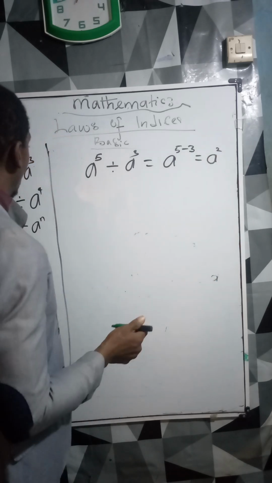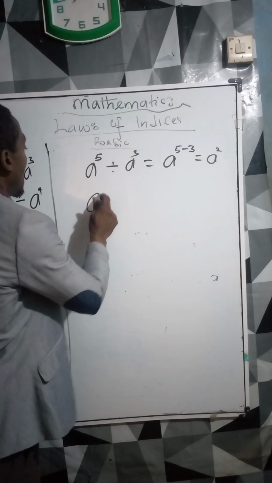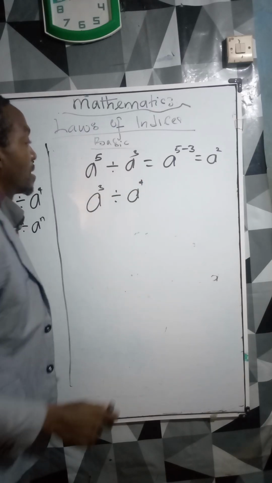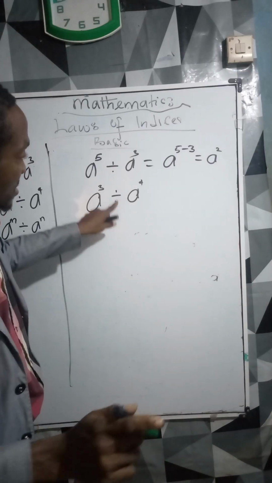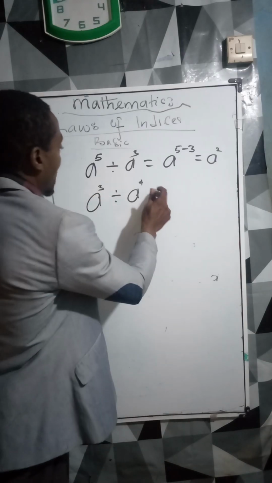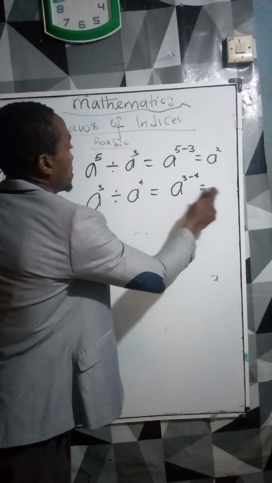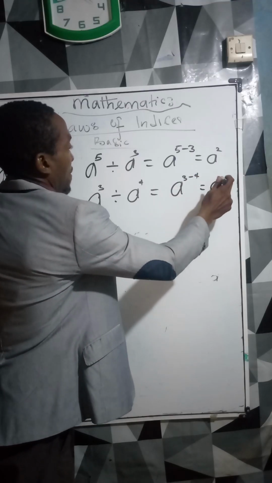That's all. So now suppose you have a raised to power 3 divided by a raised to power 4. Same thing, this divide will change to minus at the power level. So understand this step. This will give us a raised to power 3 minus 4, which gives a raised to power minus 1.